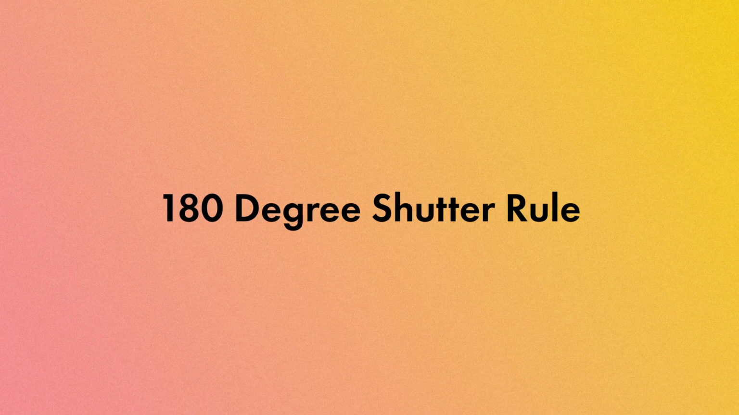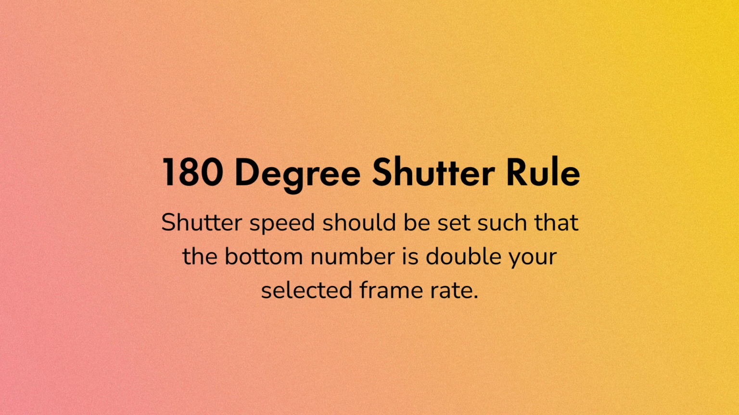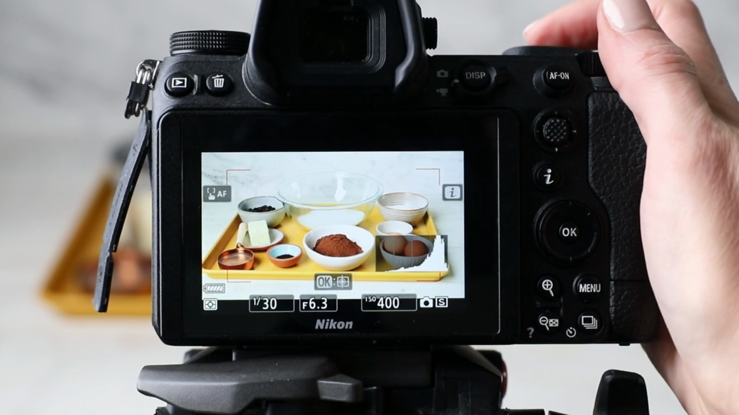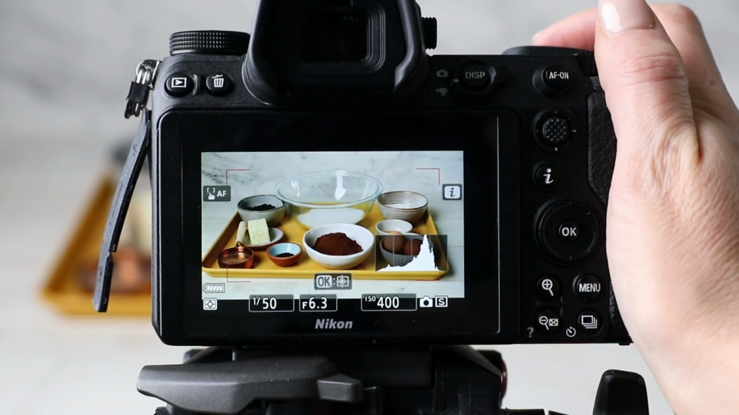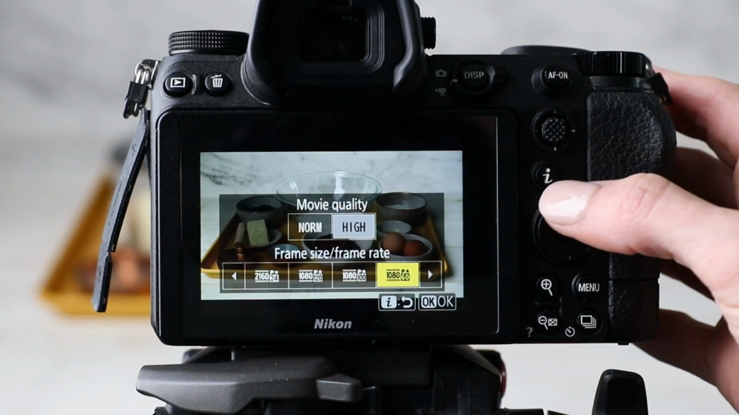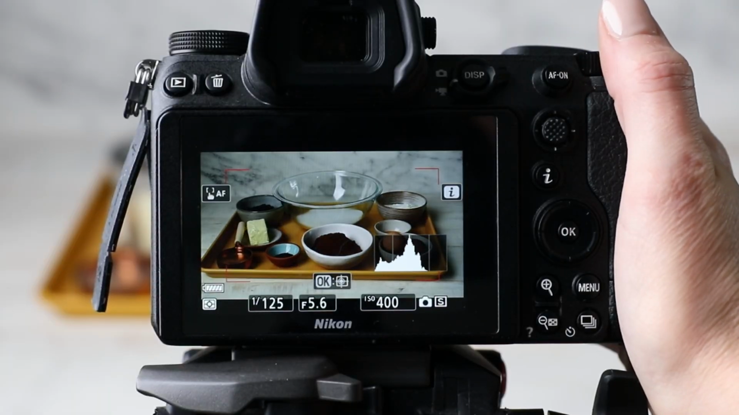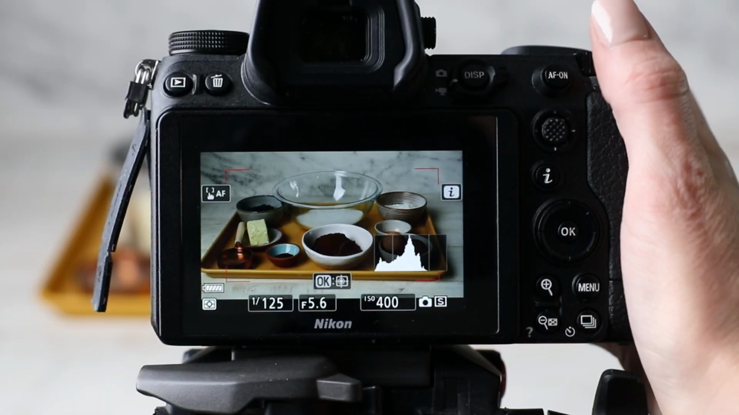And this is what we call the 180-degree shutter rule. The 180-degree shutter rule says that your shutter speed should be set such that the bottom number is double your selected frame rate. So if you select a frame rate of 24 frames per second, you would then dial in a shutter speed of 1/50th of a second. If your frame rate is 60 frames per second, you'd want a shutter speed of, any guesses? 1/120th of a second. This helps to ensure smooth, natural-looking footage at the frame rate that you're using.